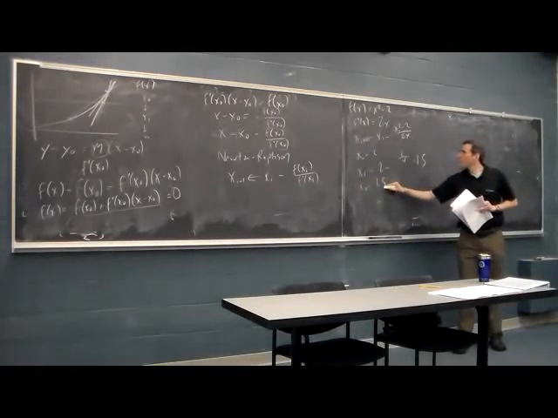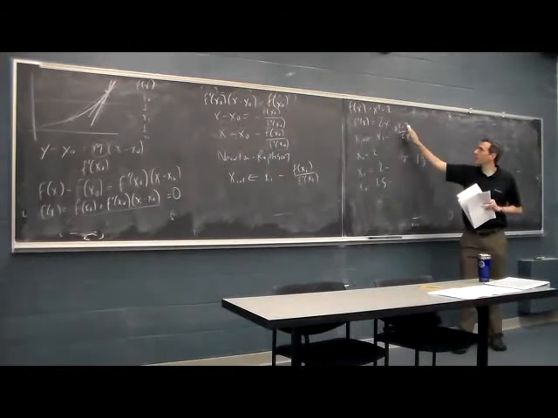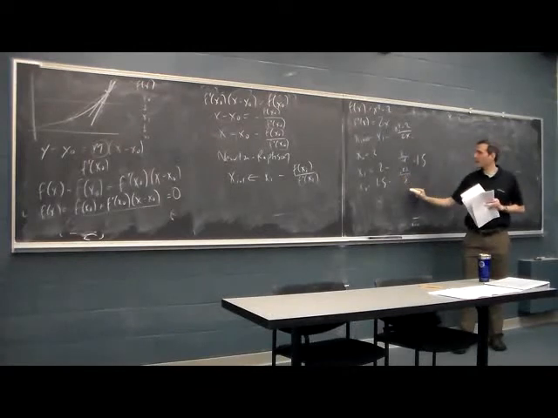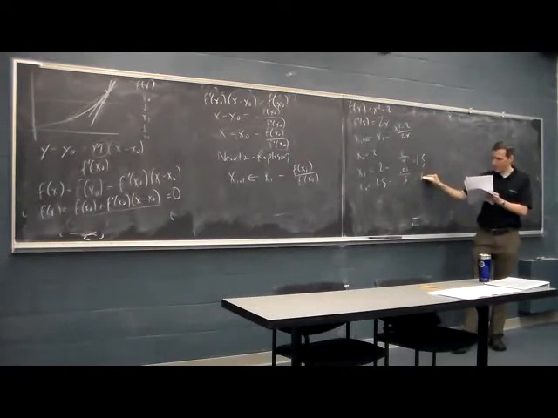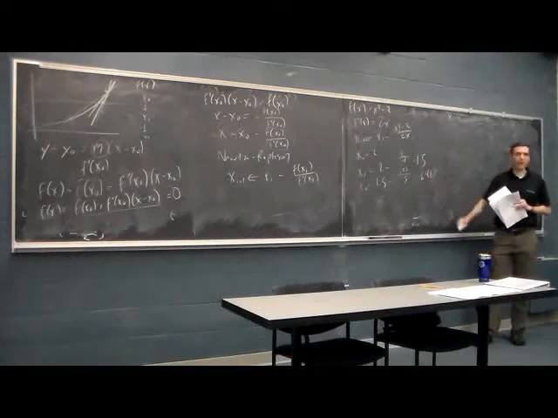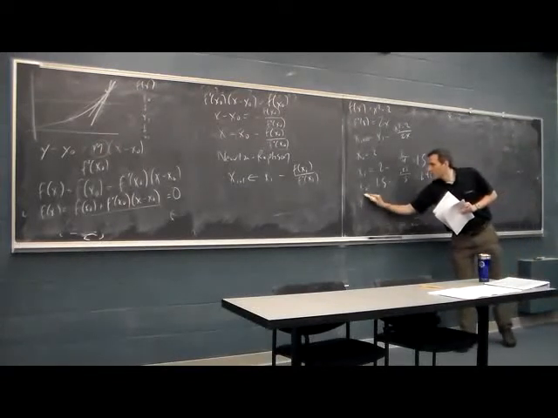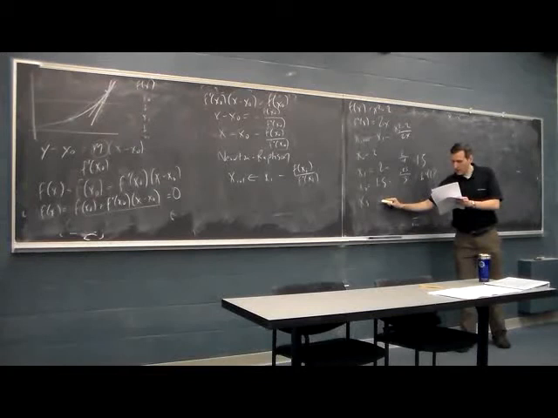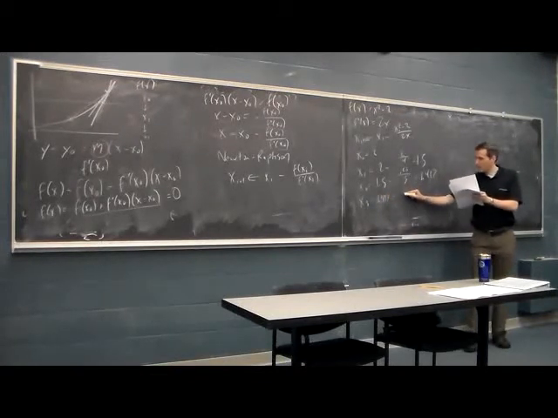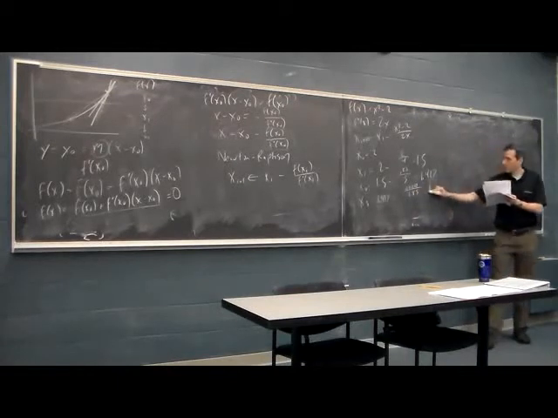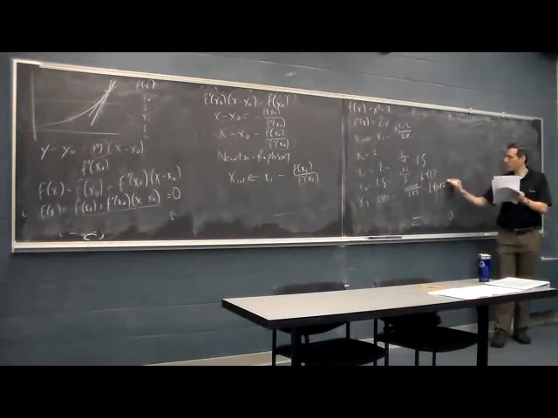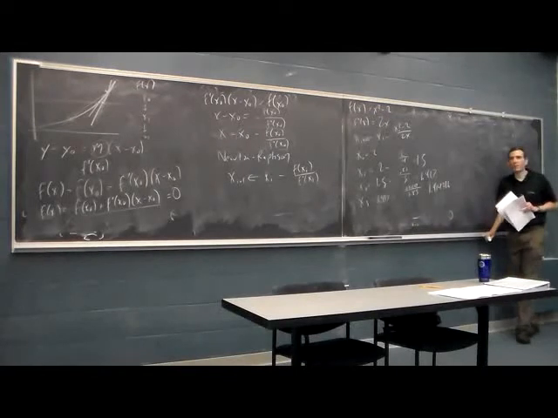For x2, we would get 1.5 minus (1.5 squared minus 2, which is 0.25) over (2 times 1.5, which is 3). That's going to come out to about 1.417. If we do that again, x3 is going to come out to 1.417 minus about 0.0069 over 2.83, which comes out to about 1.414216 if we carry it out a few terms.